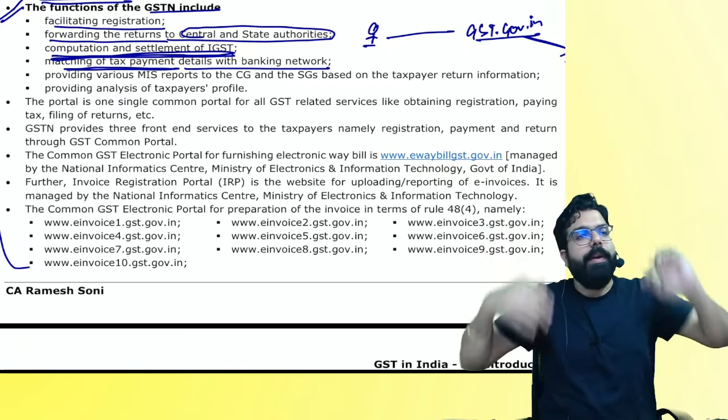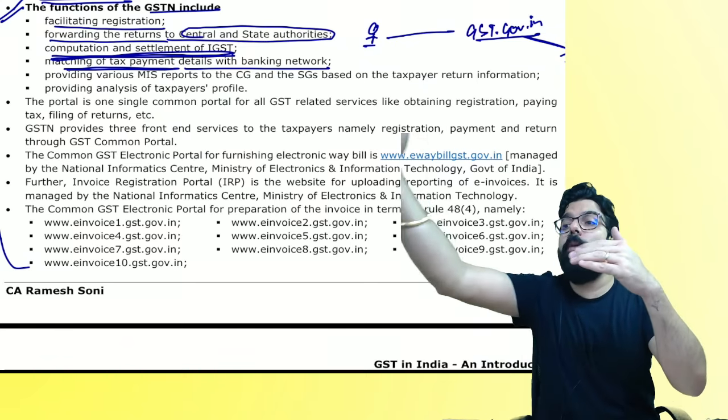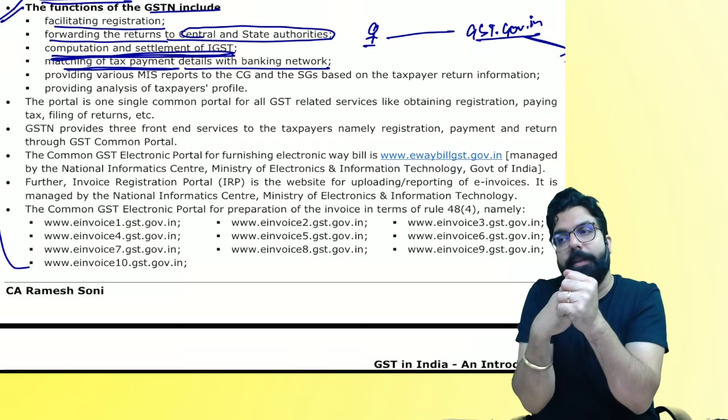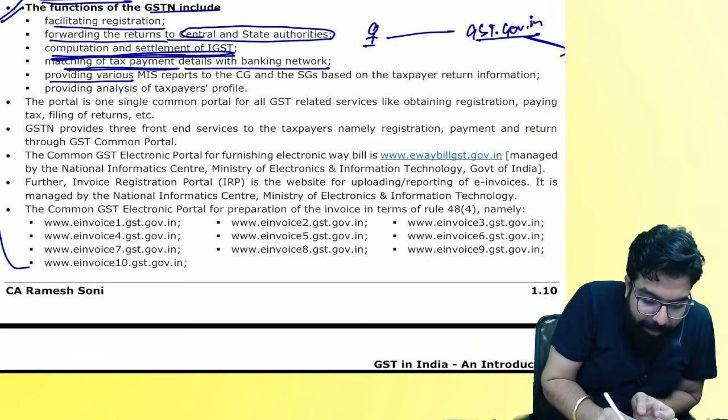Now, matching of tax payment detail with the banking network. I went online and I made the tax payment. Did the government receive it? Who will check? GSTN. Providing various MIS reports.